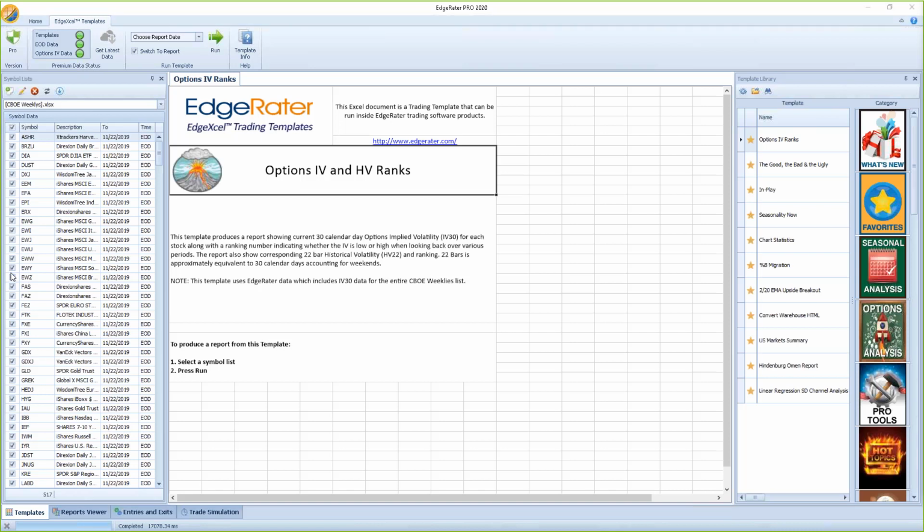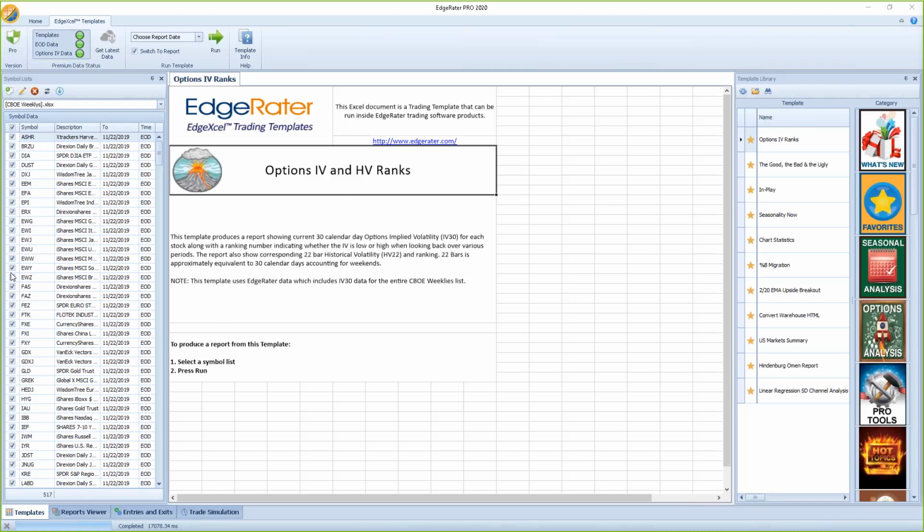Okay, so I don't know how much you heard, but the first template that has been developed to do with this new options data stream, the implied volatility data stream, is called the options IV and HV ranks. So IV is your implied volatility, obviously, and HV is your historical volatility.